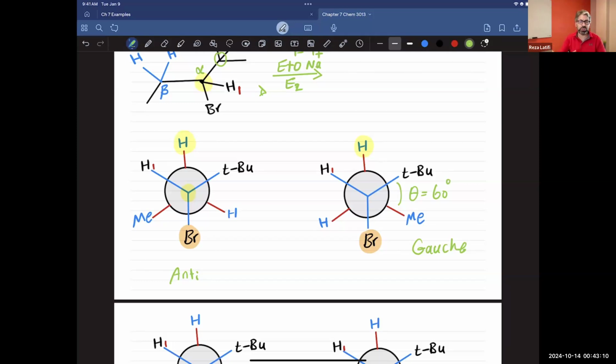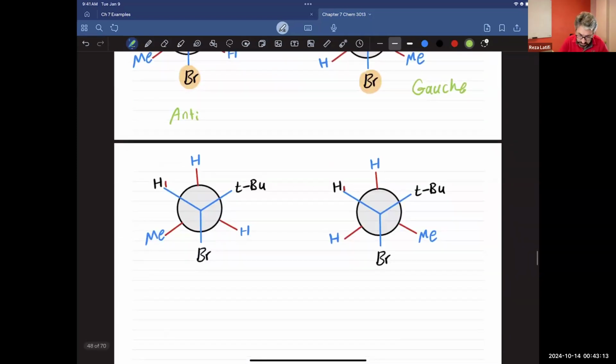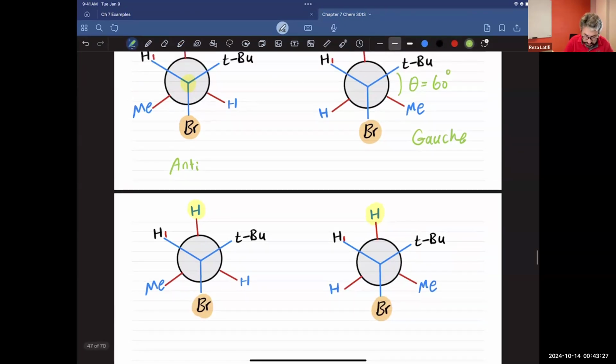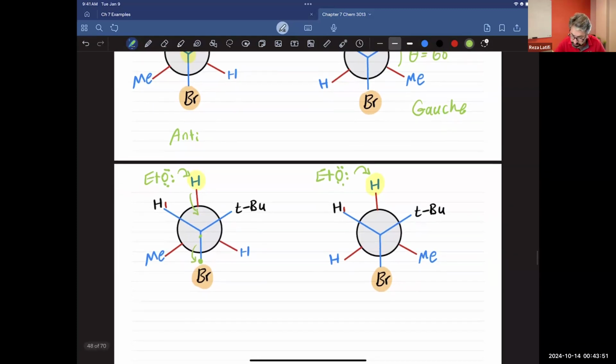Now let's introduce a base. Remember, you have a hydrogen there, and also a leaving group in this position. The base, ethoxide, is going to go after this hydrogen. It will remove that hydrogen, and at the end, the bromide will take these 2 electrons and leave the system. So let's put the line here. These 2 will be gone.